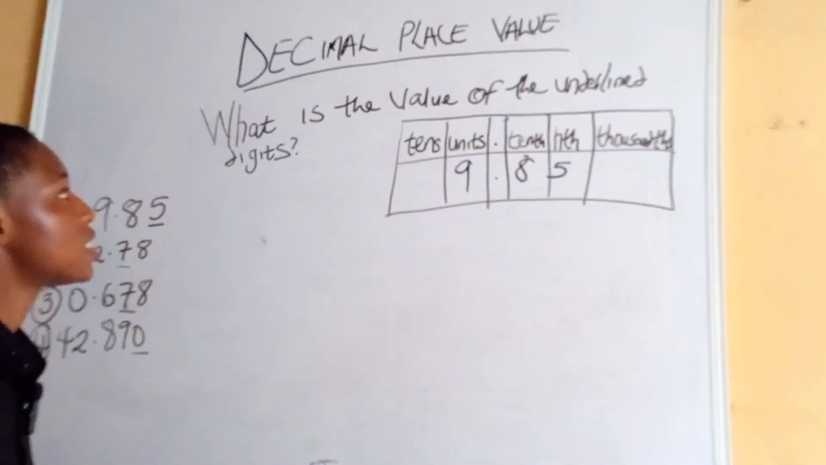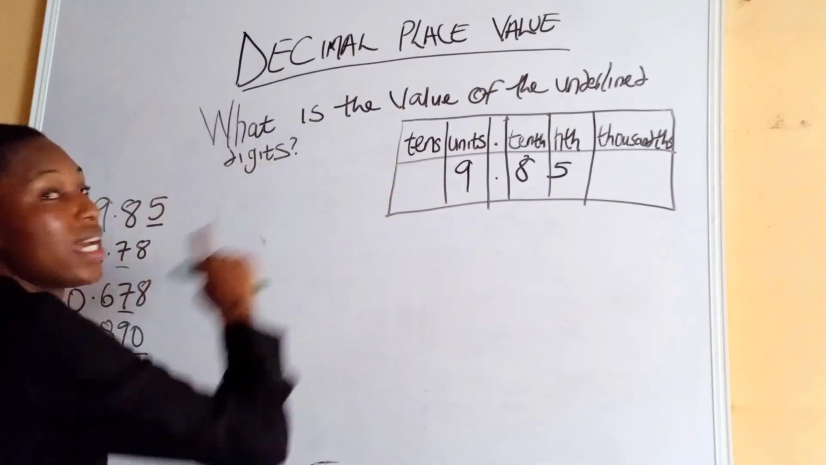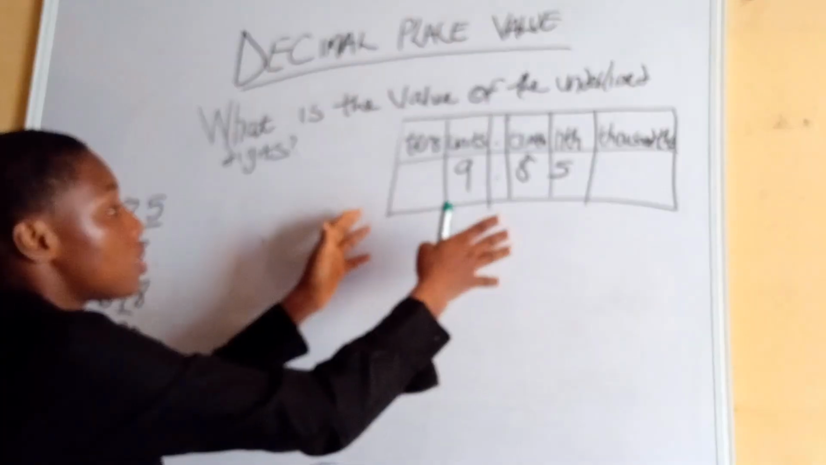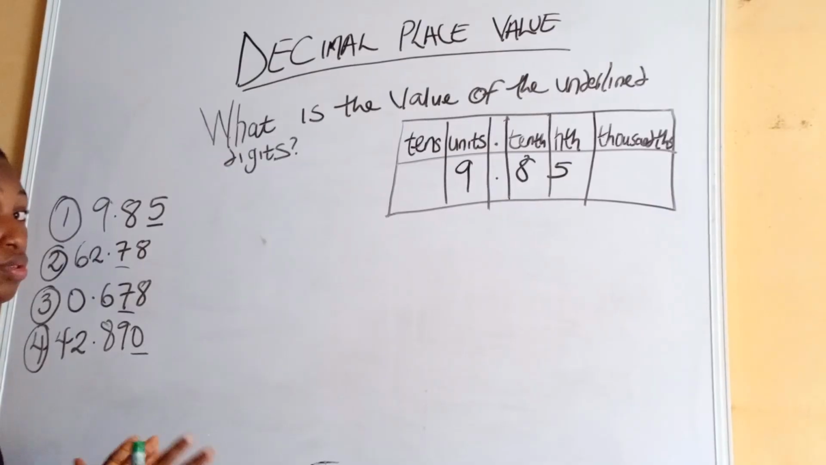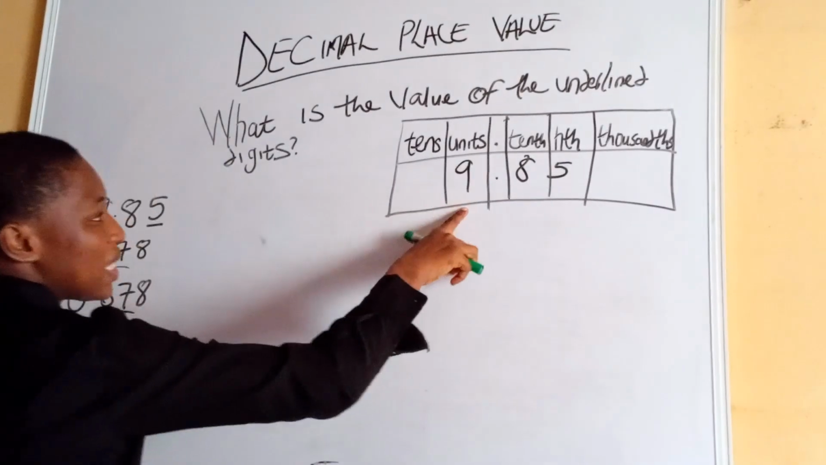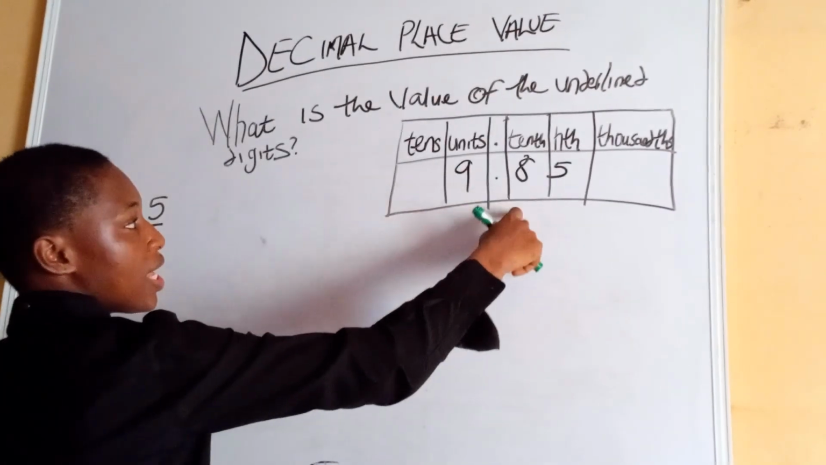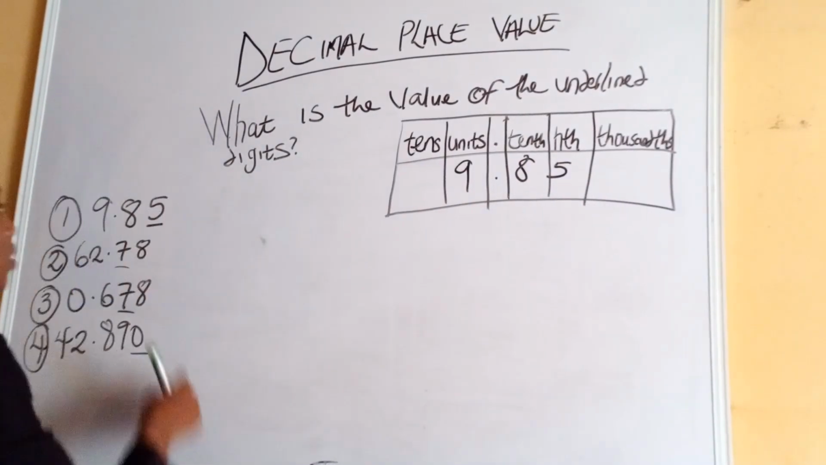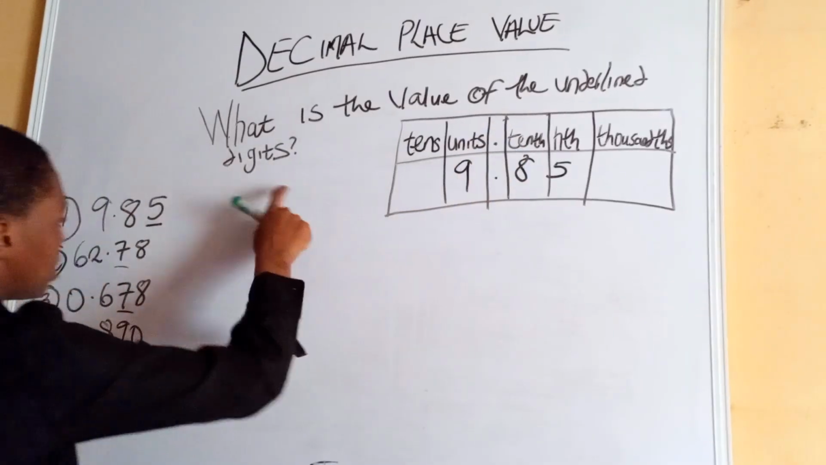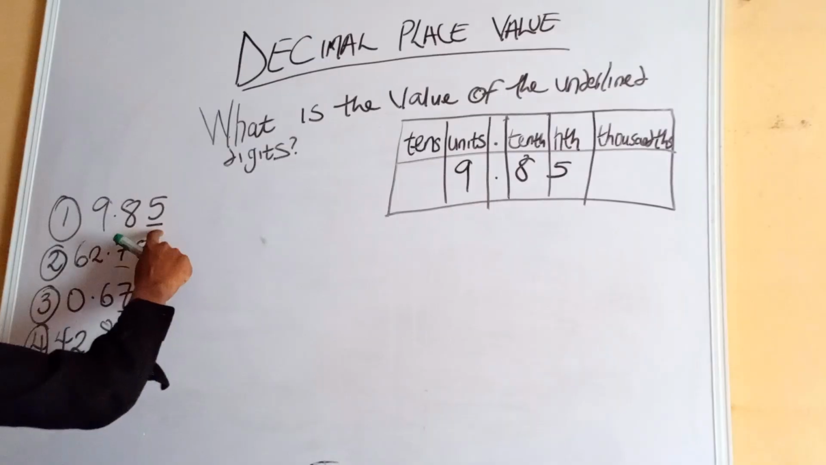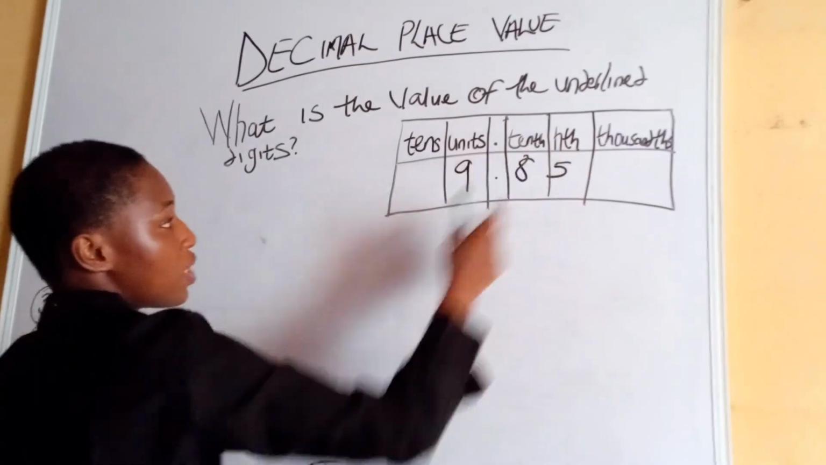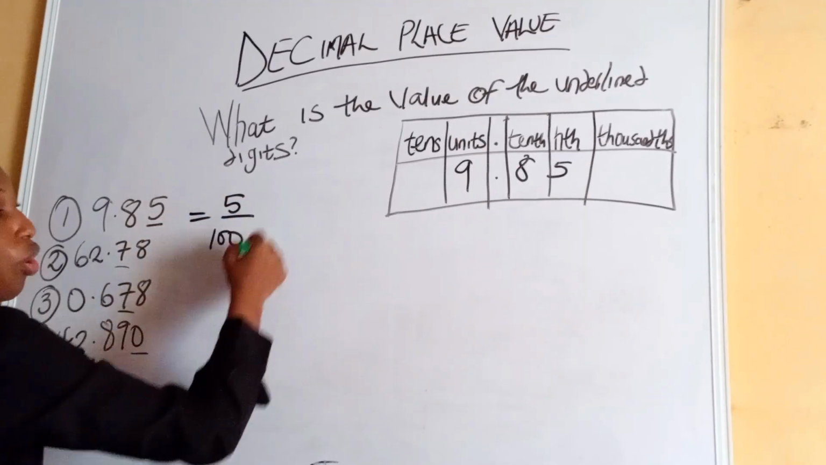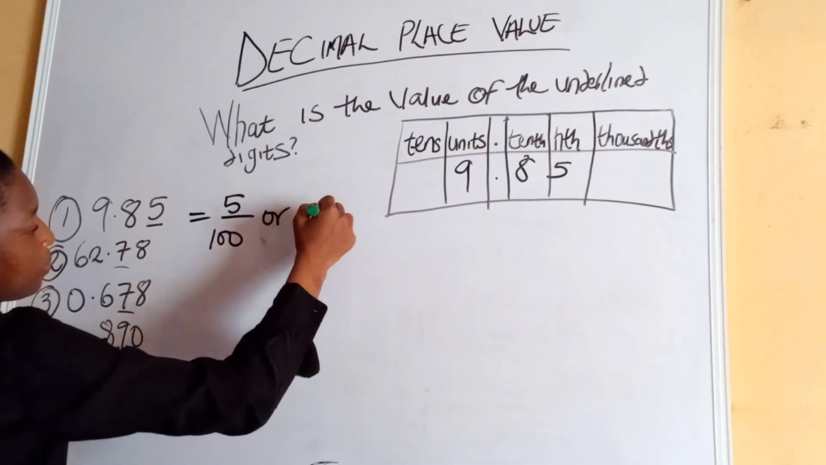All right. So the question says, what is the value of the underlined digit? Now we have this in question one, 9.85. And I've placed it in the place value chart, which is a very easy way to answer place value questions. So we know our 9 is under the unit place, the 8 is under the tenths place, and the 5 is under the hundredth place. They said, what is the value of the underlined digit? The underlined digit there is 5, and the value for 5 in the hundredth place will be 5 divided by 100, or 0.05.